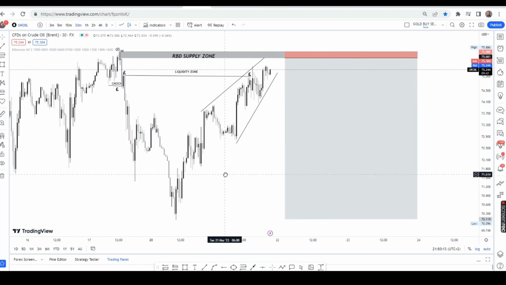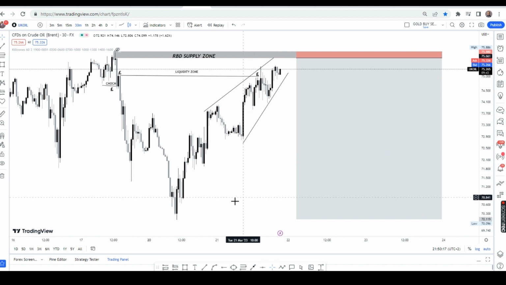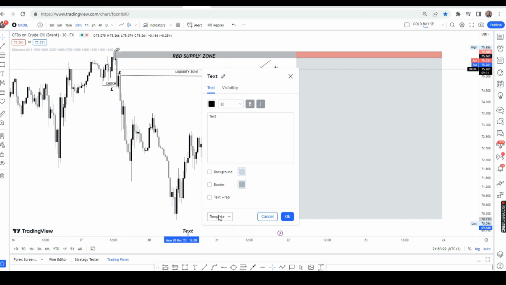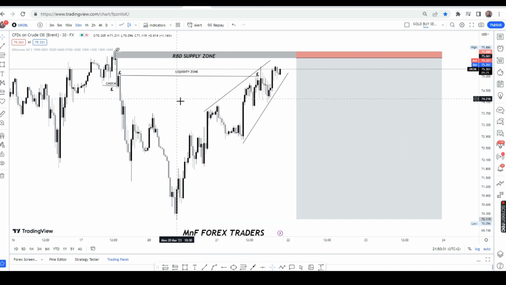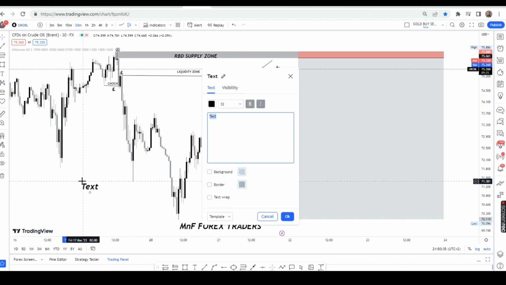Okay, so we have ourselves a nice looking setup right here in under, probably 30 minutes, I mean, under 5 minutes. I was able to identify this setup and analyze it. Right, so let's go ahead and do just that. Put our logo name, our name there, and let's put our stop loss. This is UKO, so we're planning to sell.